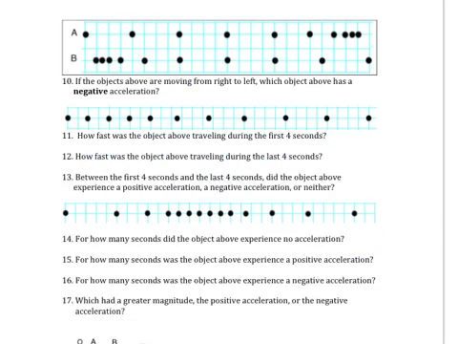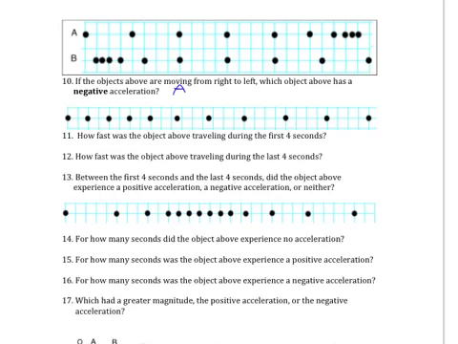Okay, welcome to the back side of your homework. If the objects are moving from right to left, which one has a negative acceleration? Let's see. Well, A is slowing down in a positive direction. So if you're slowing down in a positive direction or speeding up in a negative direction, that would be a negative acceleration. So in this case, it's A.